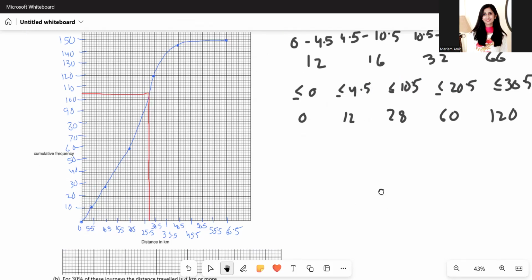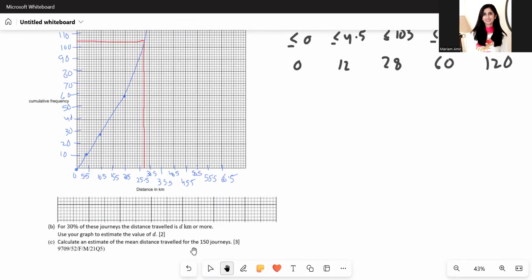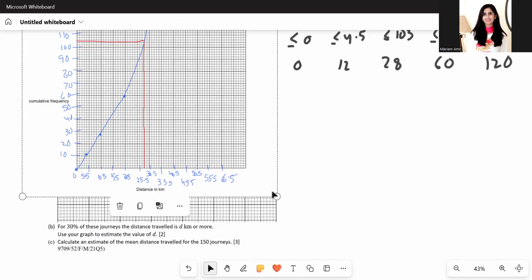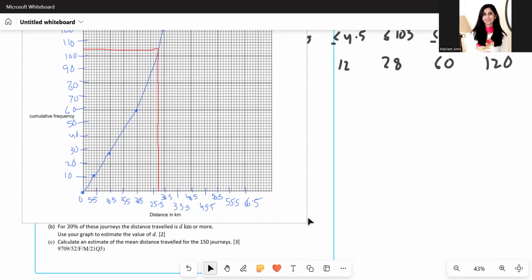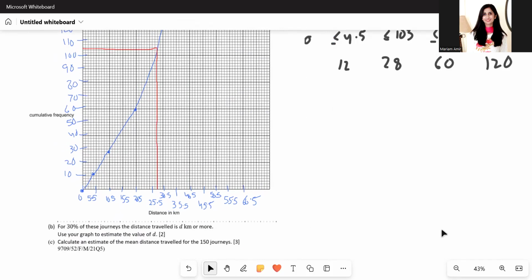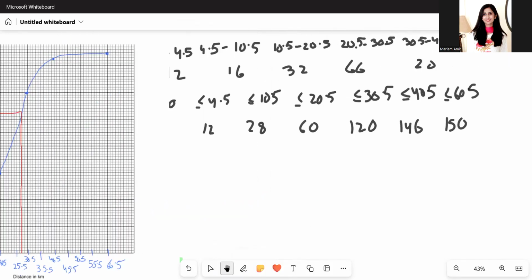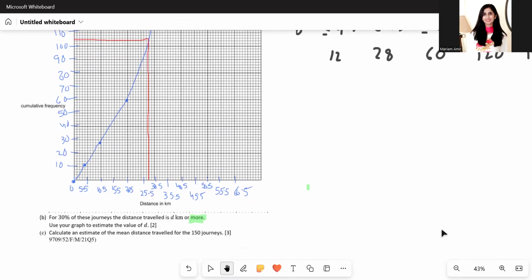All right. Now the next part: for 30% of the journeys, the distance traveled is d kilometers or more. I'm going to highlight this more. Okay, for 30% of these journeys, in total there are 150 journeys. Let's find 30% of 150. That's going to be 45. So they're talking about 45 journeys.